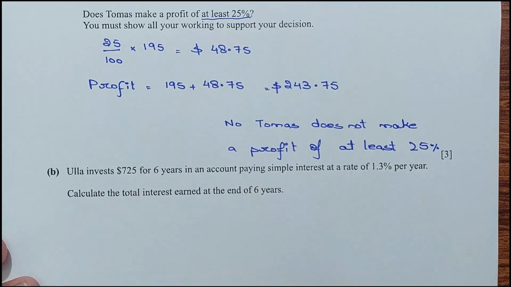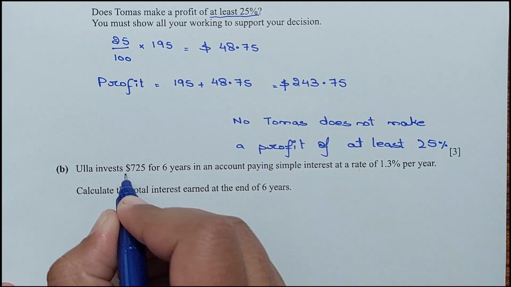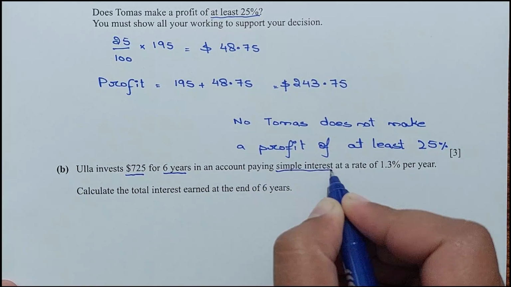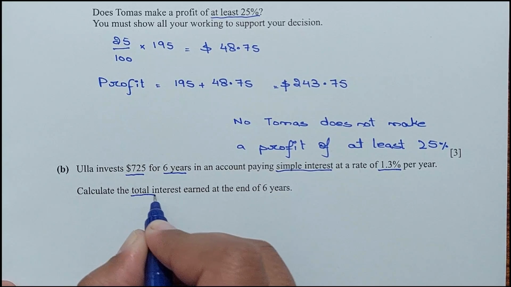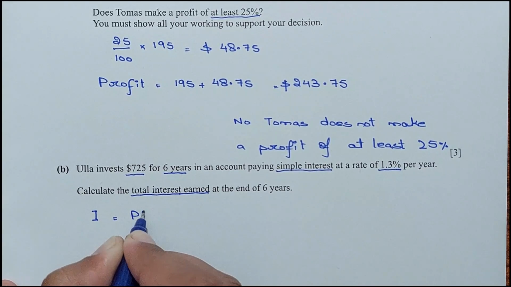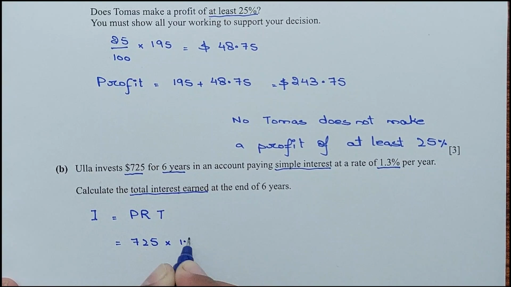All right. Now for part B, Ola invests $725 for 6 years in an account paying simple interest at a rate of 1.3% per year. Calculate the total interest earned at the end of 6 years. So the total interest earned is I, which is equal to PRT. P is the investment, which is 725. R is the interest rate, which is 1.3%. And T is the number of years, which is 6 years.